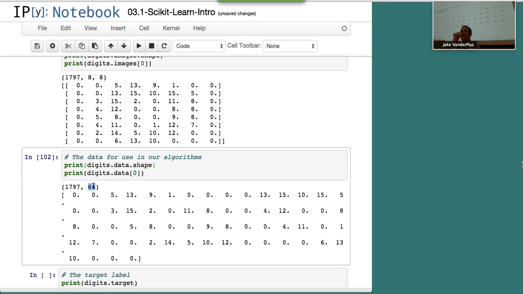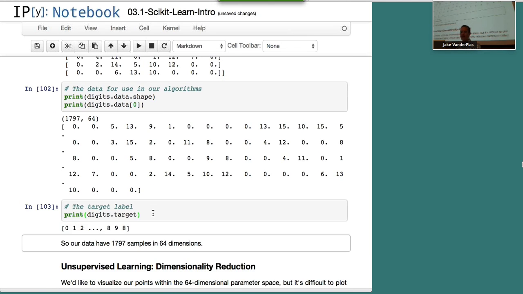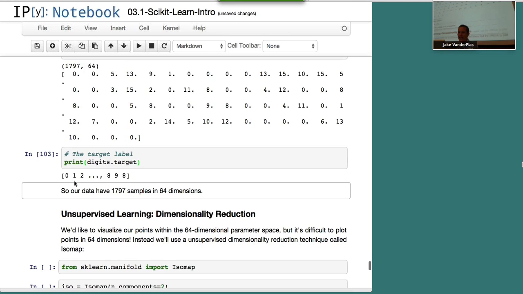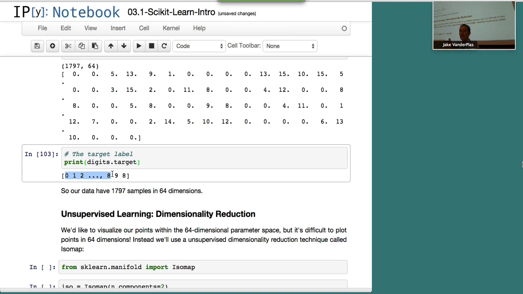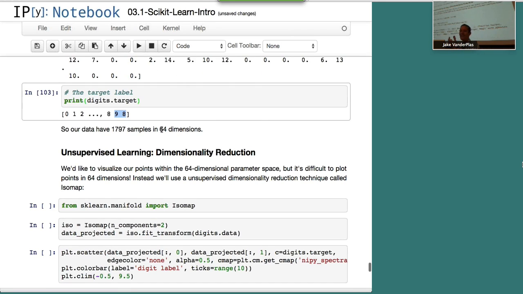64 pixel values. So you can think of these image data as living in a 64-dimensional space. Each handwritten digit is a point in some 64-dimensional parameter space. And then each one has a label that just tells you what the actual value is, whether it's a 0, a 1, a 2, or all the way at the end, a 9 or an 8. So yes, 1,797 samples in 64 dimensions.